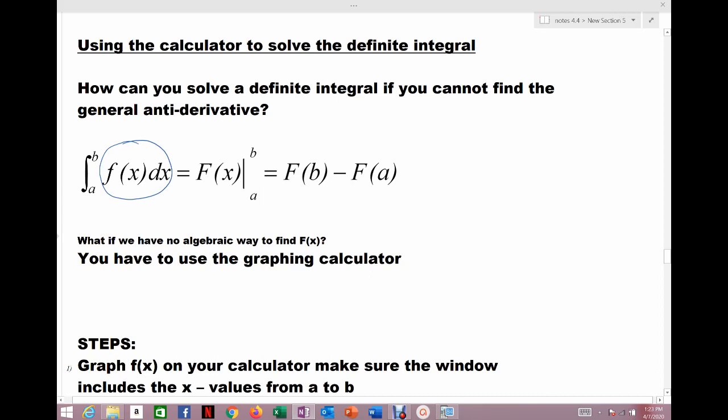Alright, so remember last time we ended with solving a definite integral using the fundamental theorem of calculus by hand. Today I'm going to go over how to do this on your graphing calculator, and I'm going to show you one method.